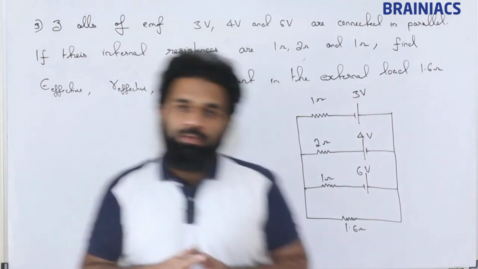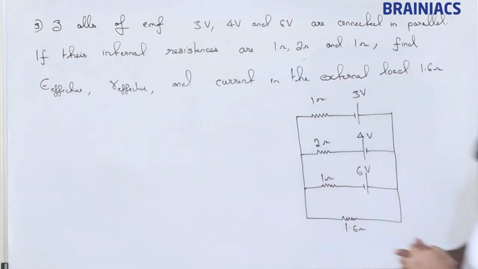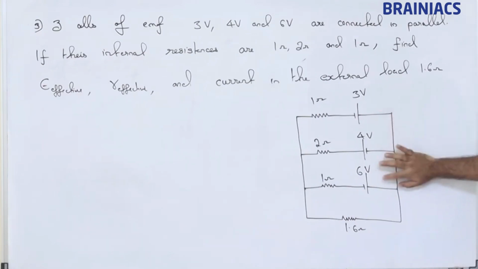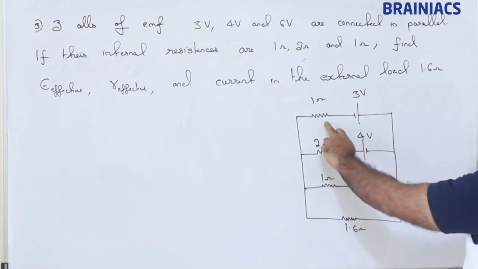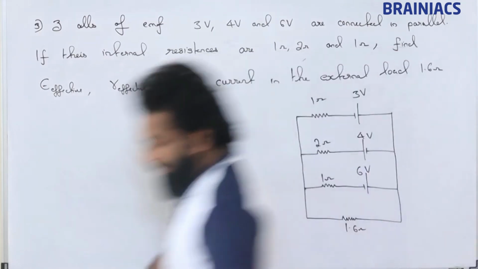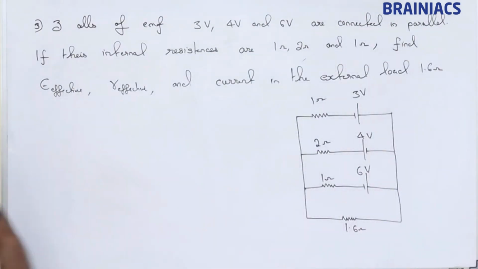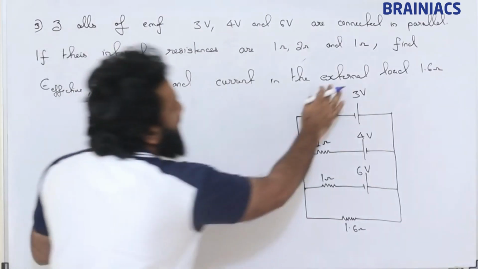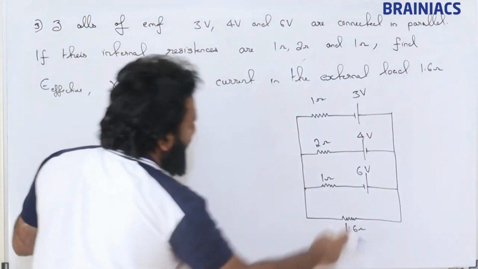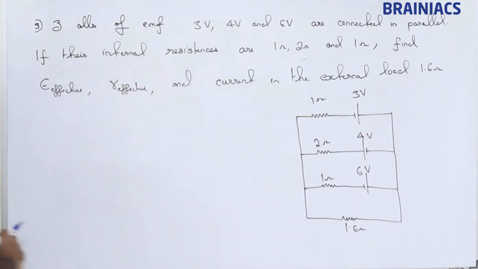And take another question. 3 cells of EMF 3 volt, 4 volt and 6 volt are connected in parallel. If their internal resistances are 1 ohm, 2 ohm and 1 ohm, find E effective, that is equivalent EMF, then find R effective and the current in the external load of 1.6 ohm.